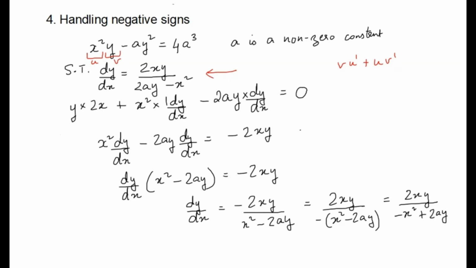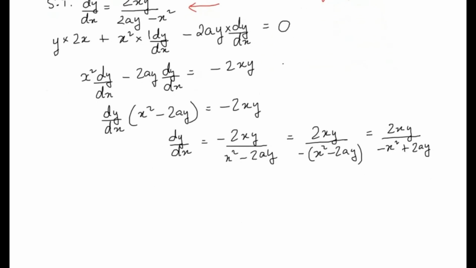And simplifying that and rearranging, we get dy by dx is equal to 2xy over 2ay minus x squared.